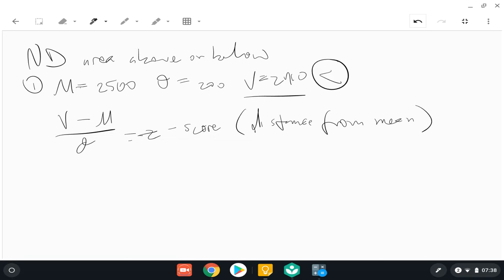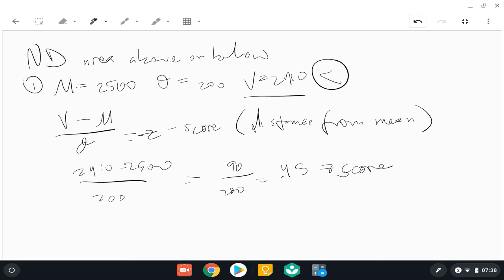So this equals 2410 minus 2500 over 200, which equals negative 90 over 200, which equals 0.45. That's the z-score. This is the distance from the mean. So I take this and I put it into a z table.